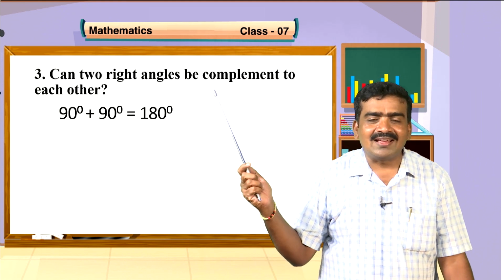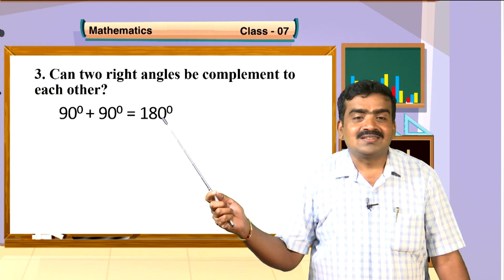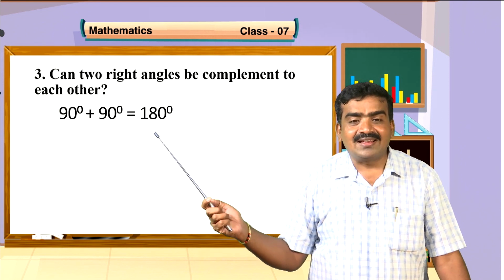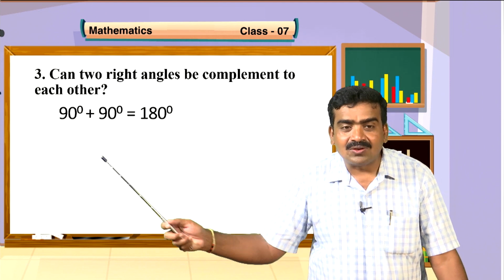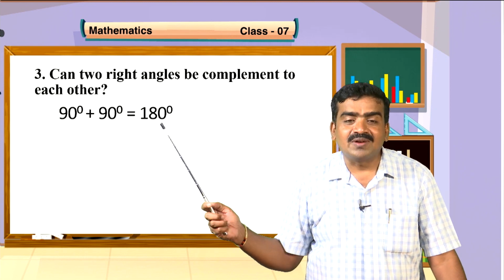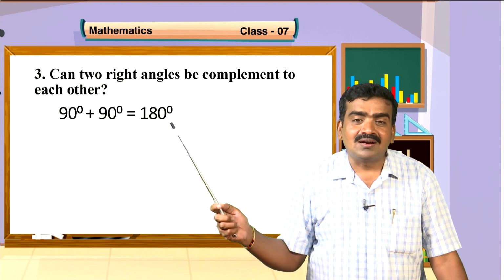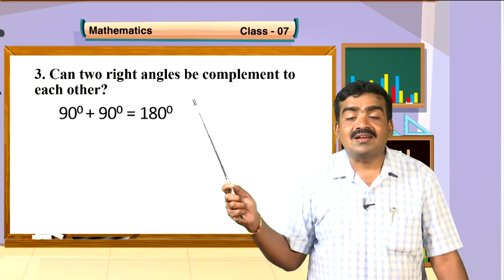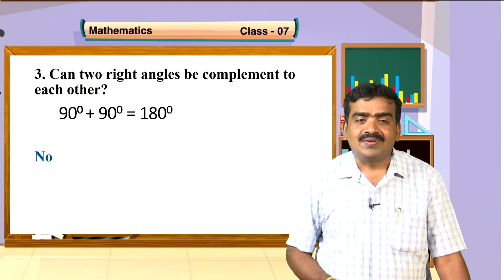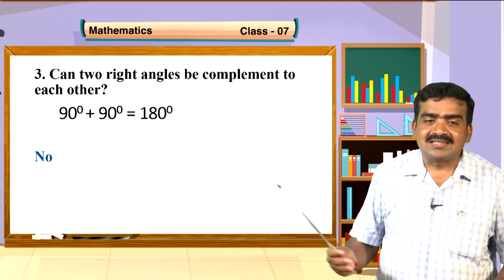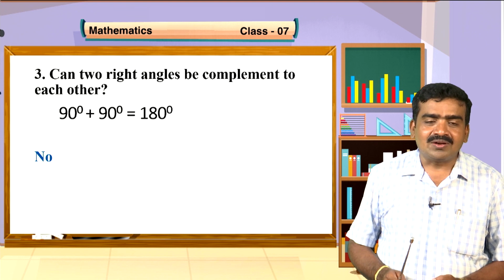Complementary angles always give a sum of only 90 degrees. If it is more than 90 degrees, then the angles will not be complementary to each other. Therefore, in this case also, two right angles give us a 180 degree measurement. So they are not an example for complementary angles. In this case also our answer is no. Two right angles cannot be complementary to each other.